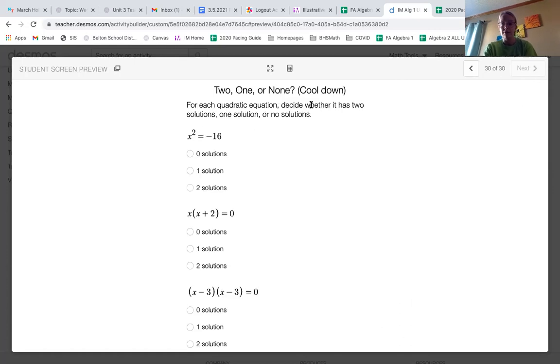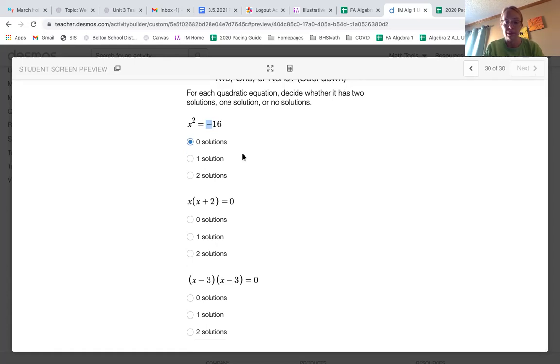Okay, last one: 2, 1, or none. Those are your 3 options here for answers to a quadratic. My answer here is none, because you have an x squared equals a negative number. The second one gives me, okay, notice how it equals 0. So that means I set each piece equal to 0. So this would be 0, and this would be -2. So that gives me 2 solutions here.